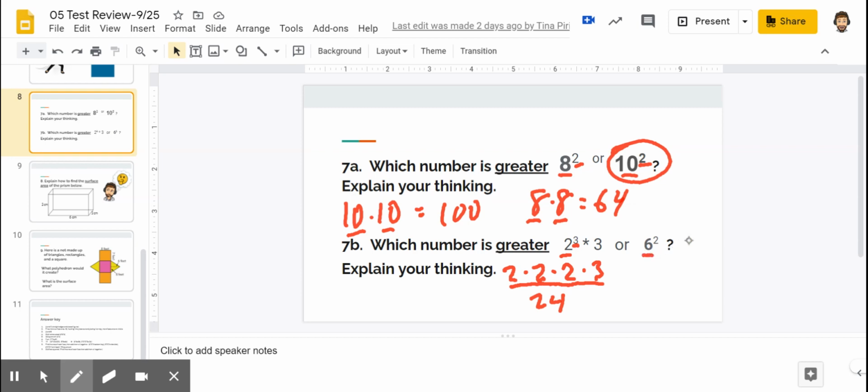6 is the base, so it's the number that's being multiplied repeatedly, and 2 is the exponent, so that means it's multiplied by itself 2 times. 6 times 6 is 36. Obviously, 24 is smaller than 36, so 6 to the second power, or 6 squared, is going to be the greater value.